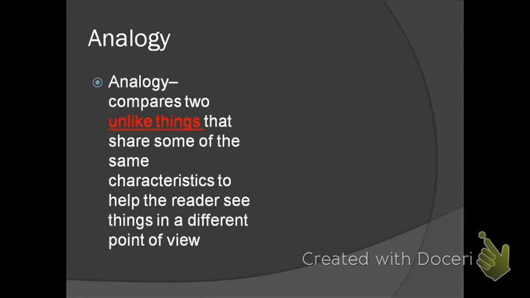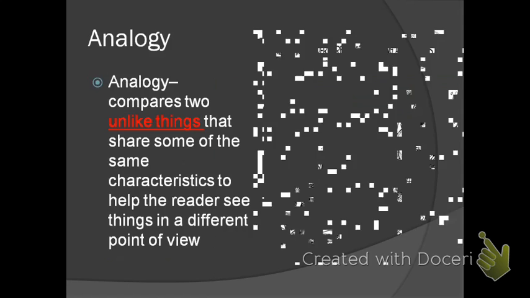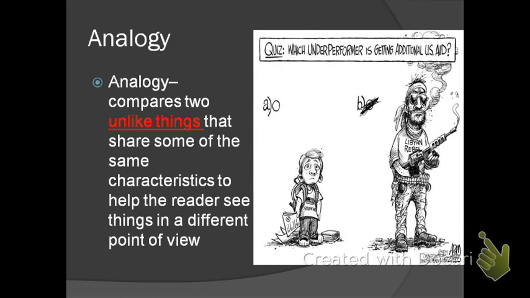Now, analogy is like two unlike things. That says it about the best I can. So this one is, which underperformer is getting additional U.S. aid? And what it shows is you should be picking A and not B on this one. The Liberian rebels shouldn't be getting our money, but sometimes people think that they're getting too much and that it needs to go to students like you guys.